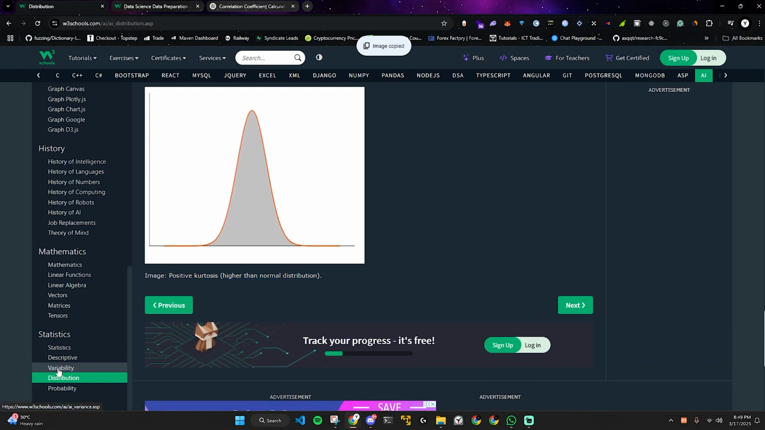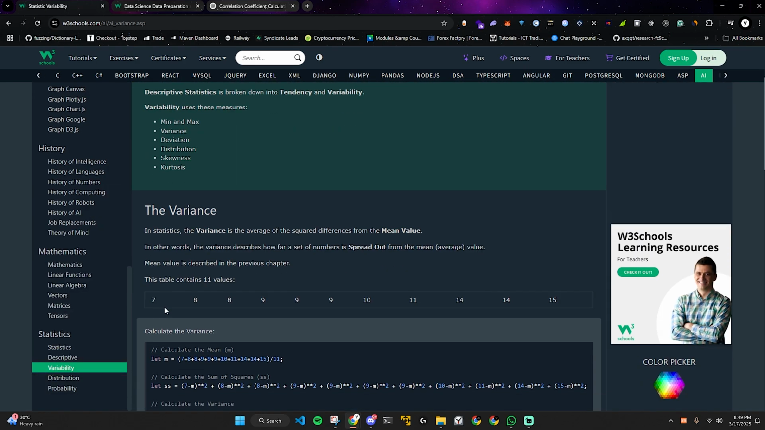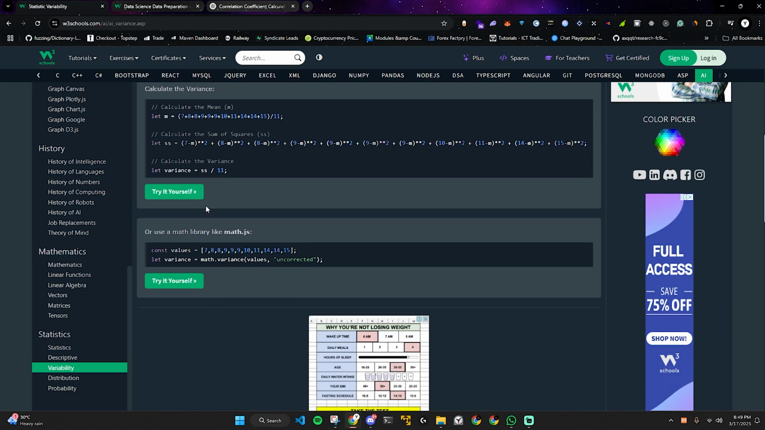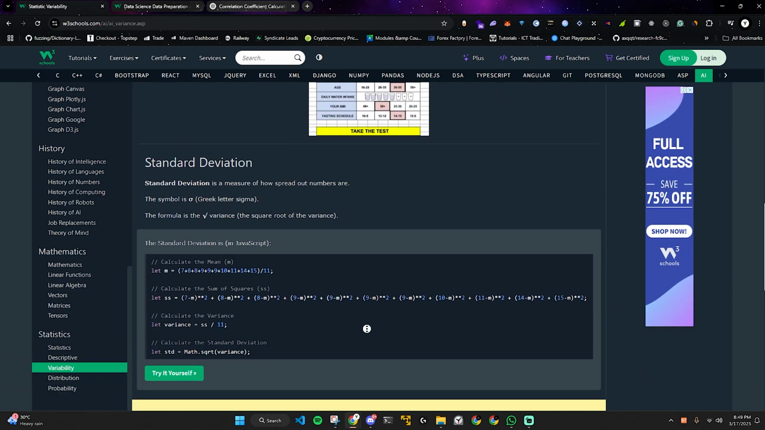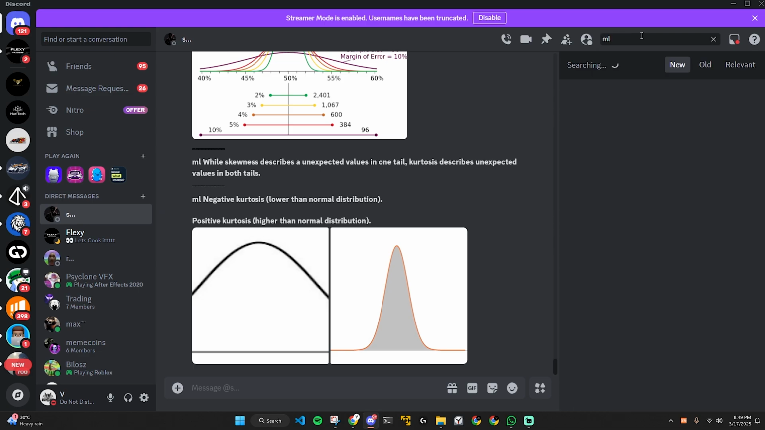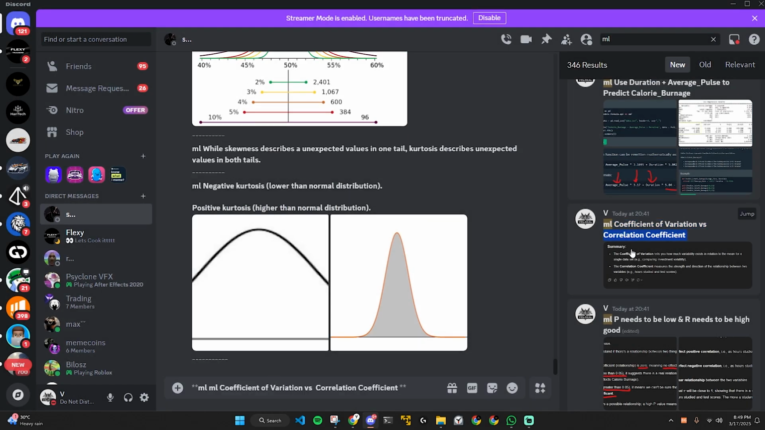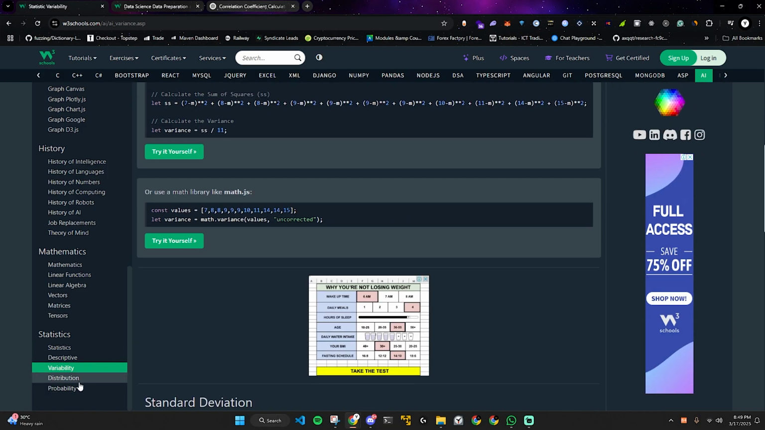Okay, so variability: this is obviously variance and standard deviation. That's how spread out the values are. We've seen that. Variance, standard deviation, and finding the correlation. What was it? Coefficient, I've got to study this properly. Coefficient of variation, that's crazy. I have to refer to this again. So let me just grab that. And we'll grab this real quick. Coefficient of variation. So yeah, that's pretty much it.